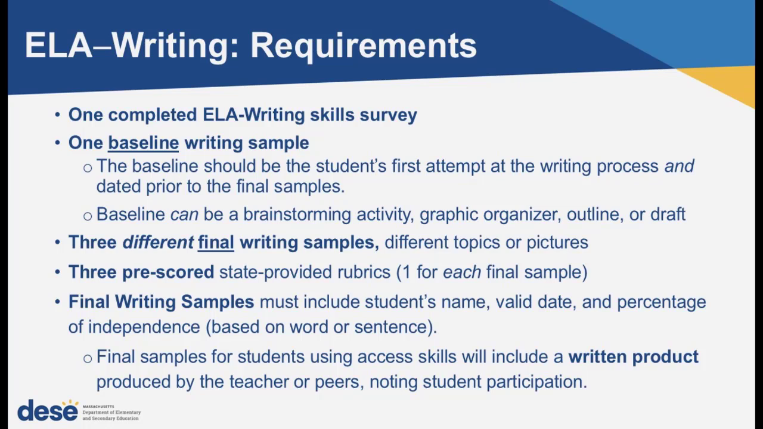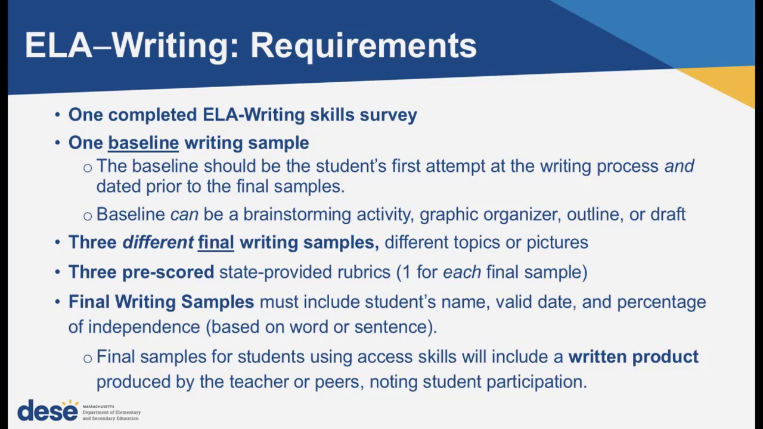your other final samples. You're going to have 3 different final writing samples, and there'll be different topics. If you're using photographs or pictures, you want those to be different pictures. You need to have 3 pre-scored state-provided rubrics, and that's one for each of those final samples.